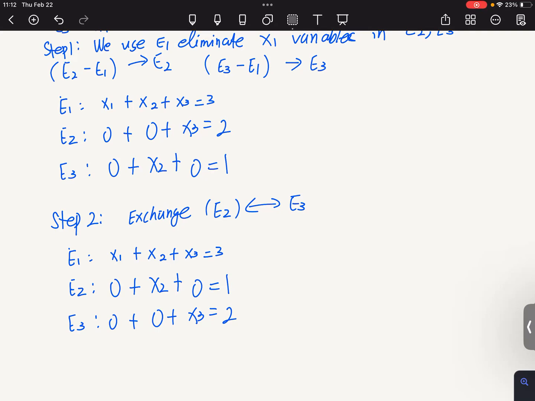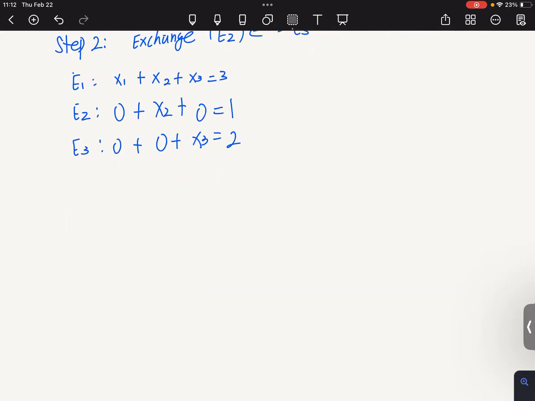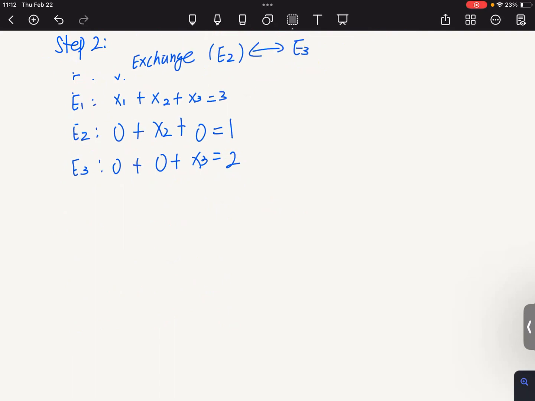And so, inspired by this example, for a general matrix we can do something similar. So let's take a look here. Let's go back to the matrix format of this equation.